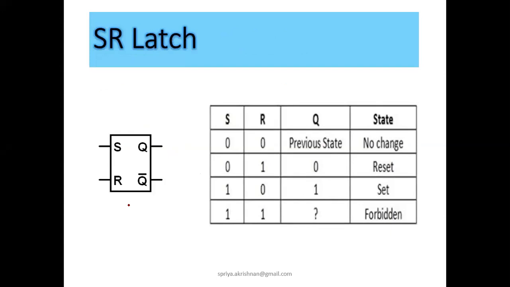So this is the flip-flop basic symbol. S is there, R is there, Q is there, Q bar is there. When both are 0, 0, it maintains the previous state. If R is 1, it means reset. If S is 1, it means set. If both are 1, 1, that state is not allowed.